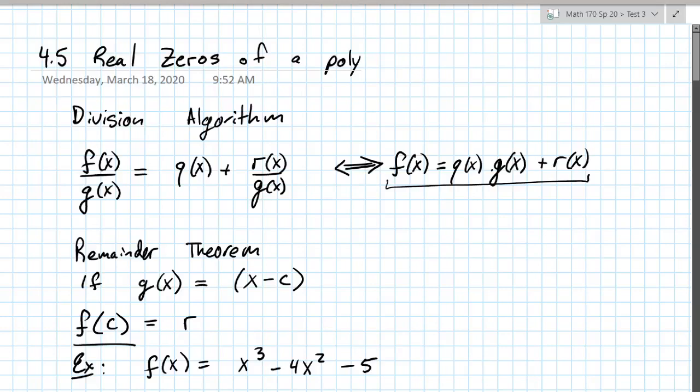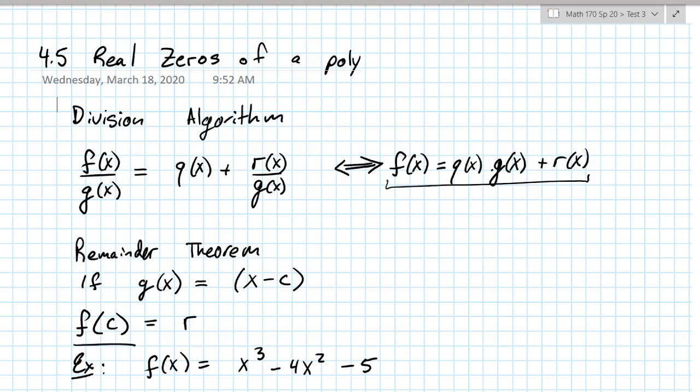In sections 4.5 and 4.6, we are going to attempt to find zeros of polynomials. 4.5 is concerned with real zeros of a polynomial, and then 4.6 is going to extend that to complex zeros. The first thing that we need to talk a little bit about is called the division algorithm for polynomials.